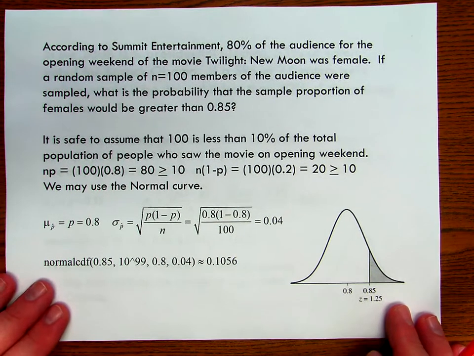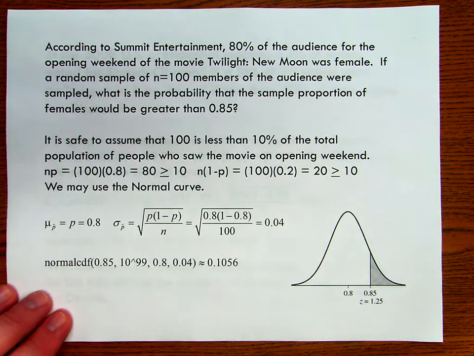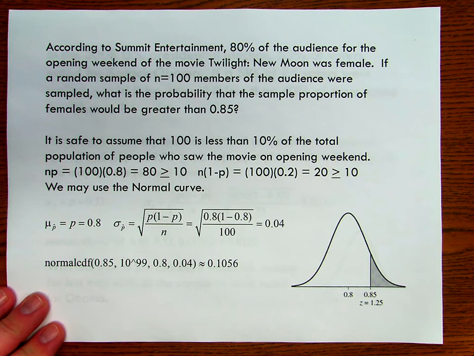All right, next setting here. According to Summit Entertainment, 80% of the audience for the opening weekend of the movie Twilight New Moon was female. If a random sample of 100 members of the audience were sampled, what is the probability the sample proportion of females would be greater than 0.85?